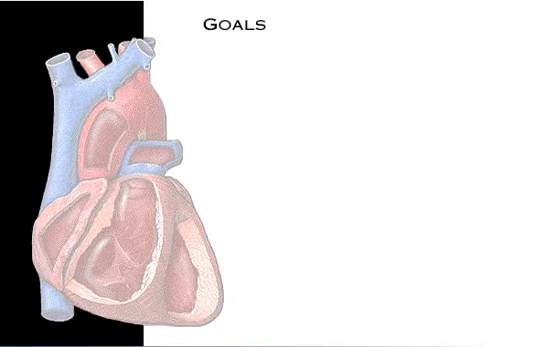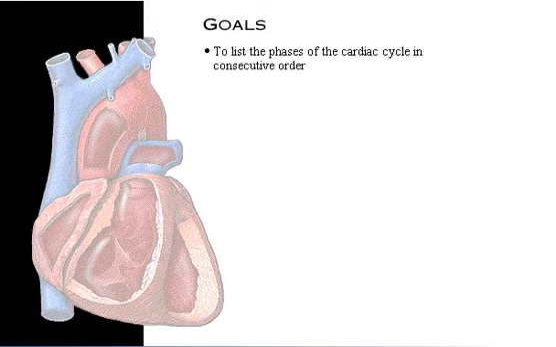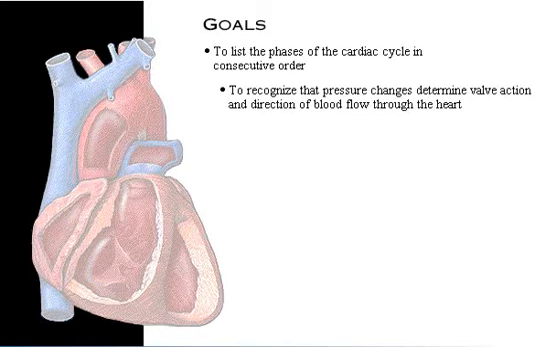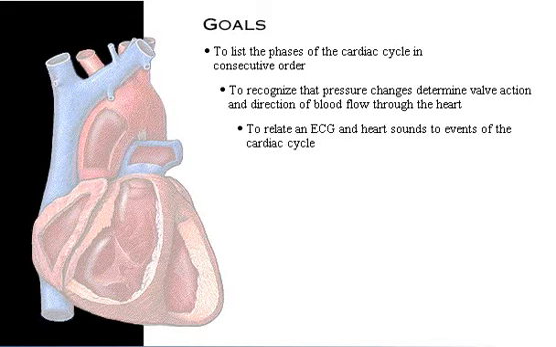Your goals for learning are to list the phases of the cardiac cycle in consecutive order, to recognize that pressure changes determine valve action and the direction of blood flow through the heart, and to relate an ECG wave tracing and heart sounds to the events of the cardiac cycle. Here's what you need to know.